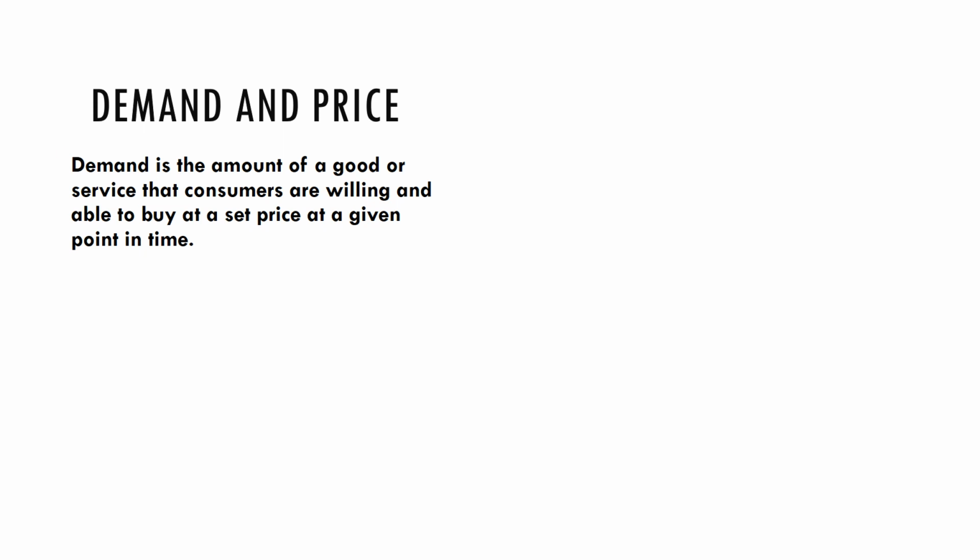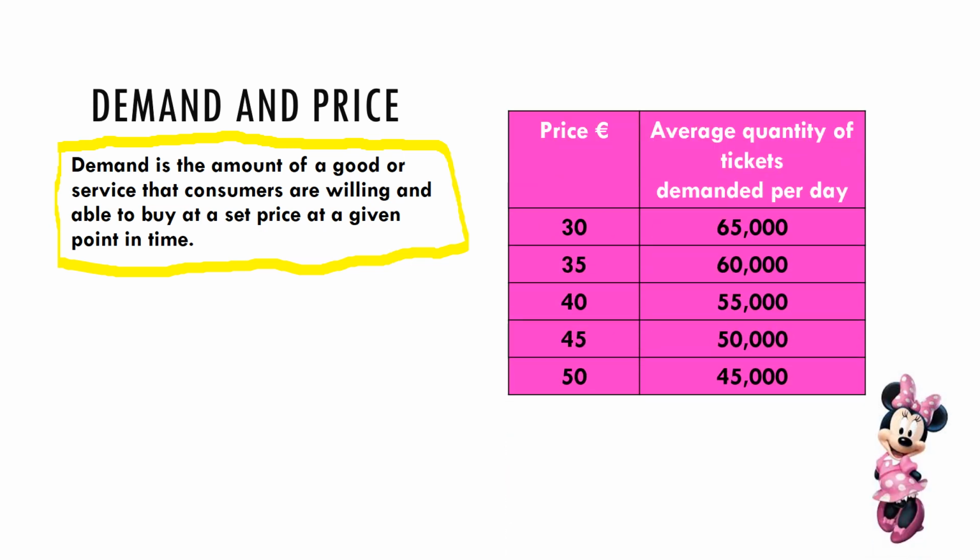Demand is the amount of a good or service that consumers are willing and able to buy at a set price at a given point in time. So it's telling us the relationship between the price of a product or service or trip to Euro Disney and how many people want to buy it, want to use the service, or want to go there. So let's have a look here on the right hand side. Here might be some data that illustrates the concept of demand.